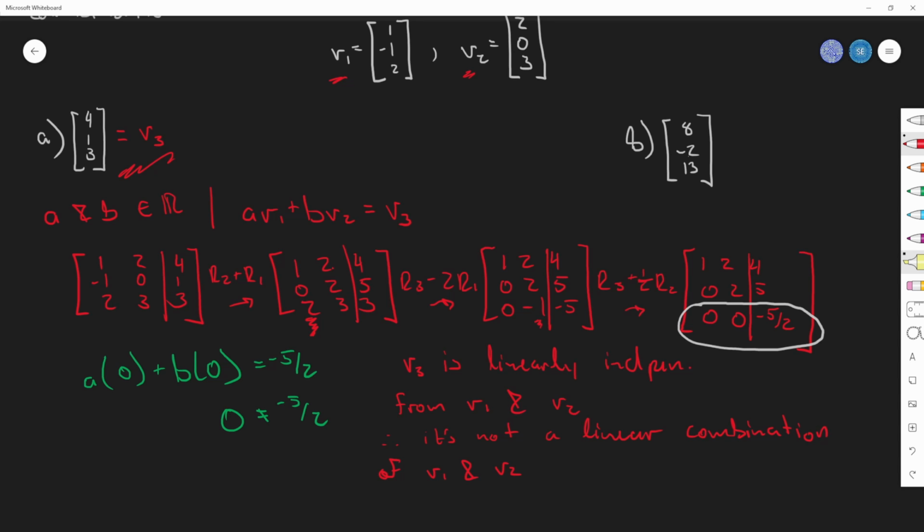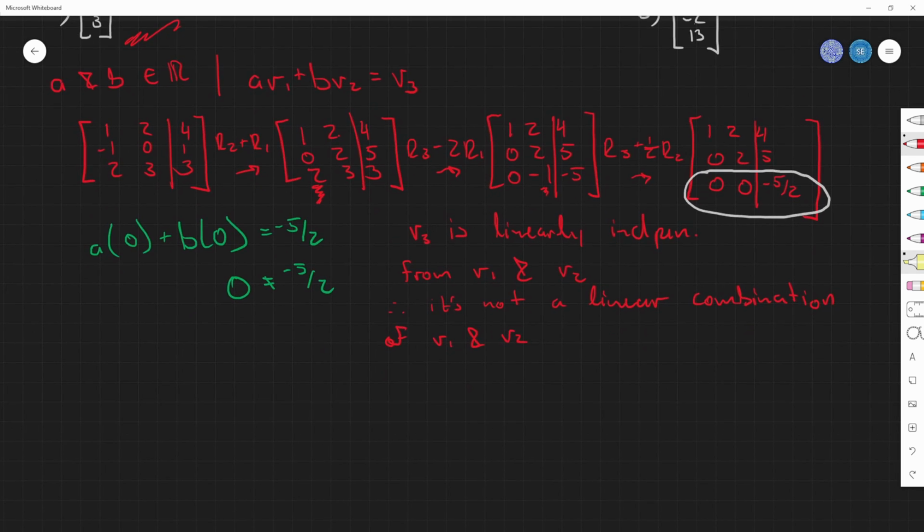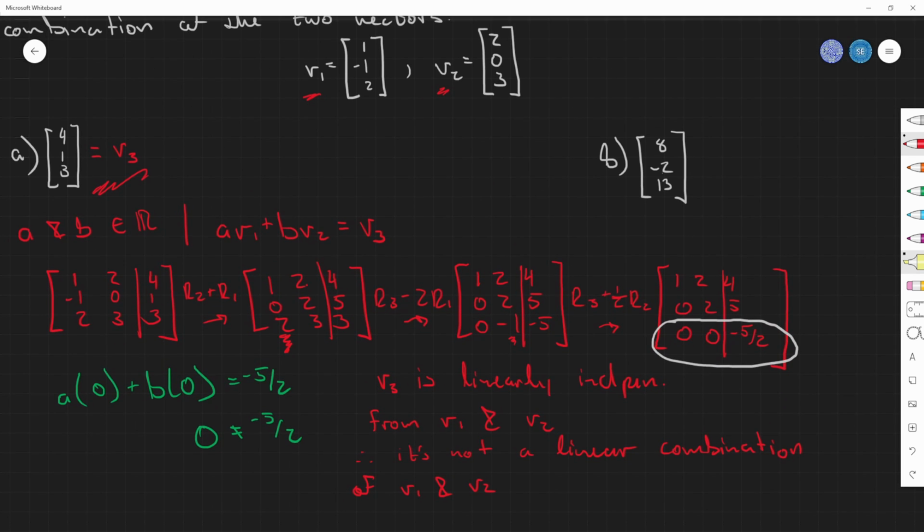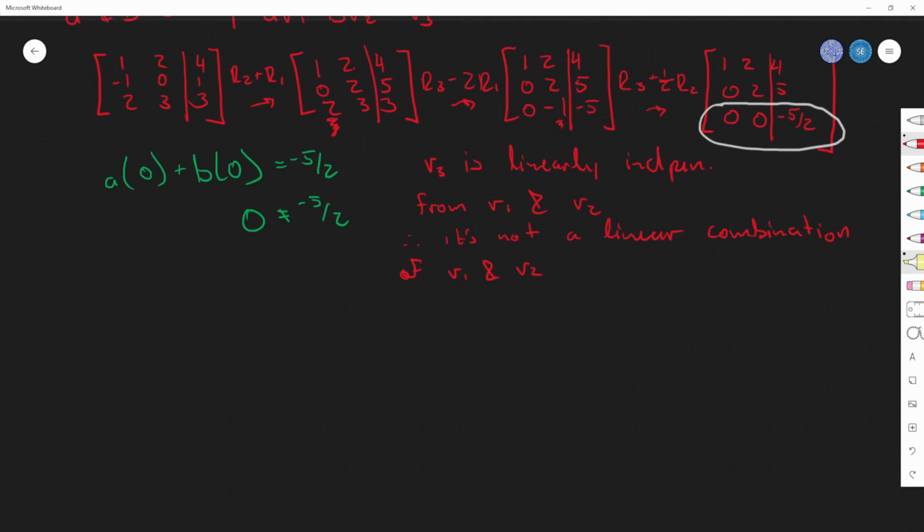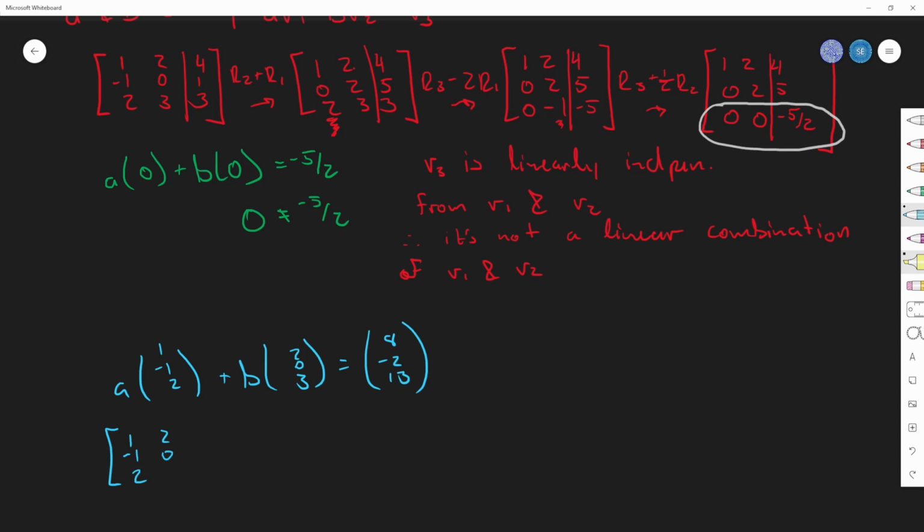So now we can go ahead and move on to the second part. Now we're given 8, negative 2, and 13. Again, it's the same process. We want to know if there's an a multiplied by 1, negative 1, 2 plus b times 2, 0, 3 equal to 8, negative 2, 13. So we're just going to put this in row reduced echelon form, or row echelon form, whichever you want to do, depending on how much work you want to do.